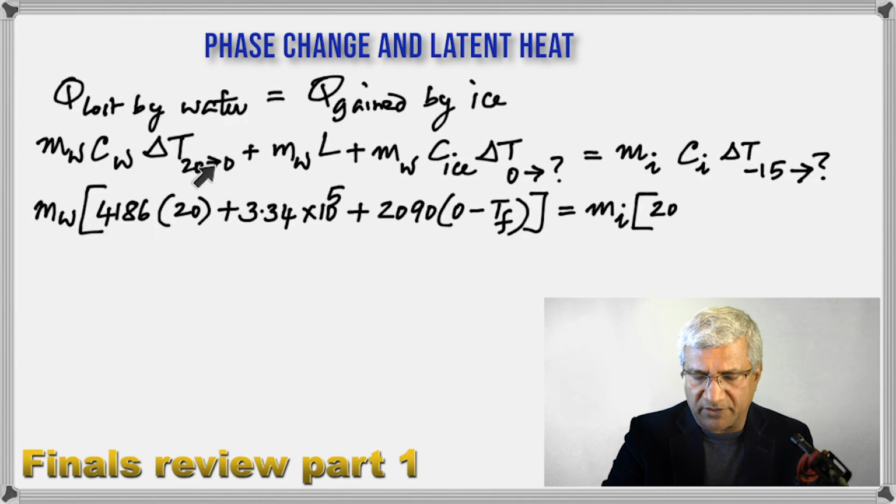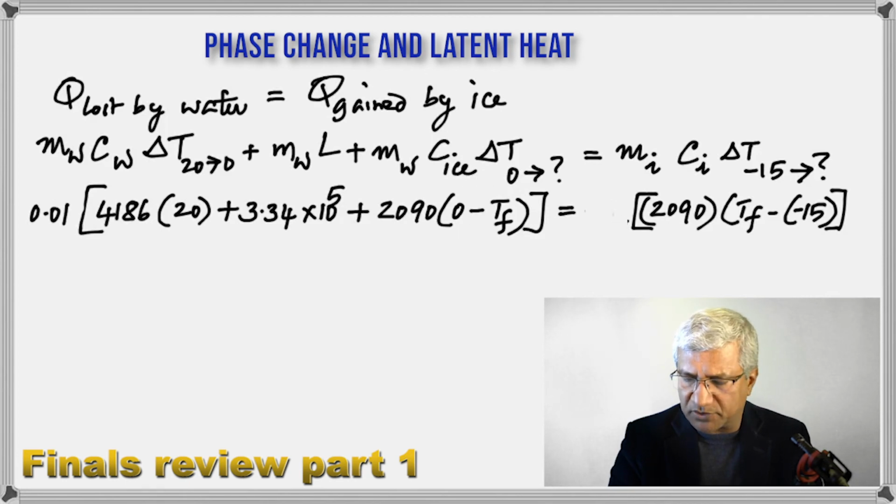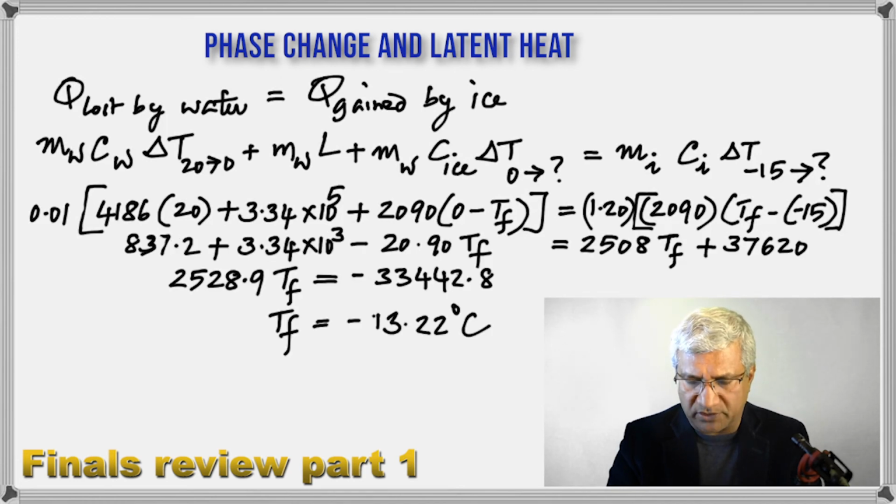This is 20 minus 0. Then you have the latent heat. You have the specific heat of ice and the change in temperature. Whenever you put the change in temperature, remember you've got to put it as higher minus lower, isn't it? So remember 0 minus TF and TF minus 15. So the question mark is TF. That's what I mean, so look at it carefully. That's the mass of ice, specific heat of ice, TF minus 15.